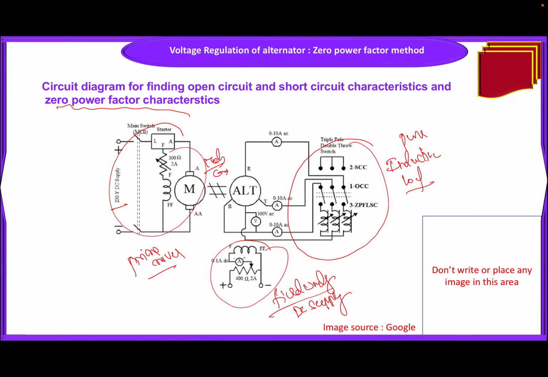Now the load is connected. I am connecting a pure inductive load here, and once it is done, I need to take the characteristics between V versus IF. This is how we can draw the zero power factor characteristics. Why is it zero power factor? Because the load is purely inductive. As I am connecting a pure inductive load, the characteristics we obtain here can be called zero power factor characteristics, ZPFC.